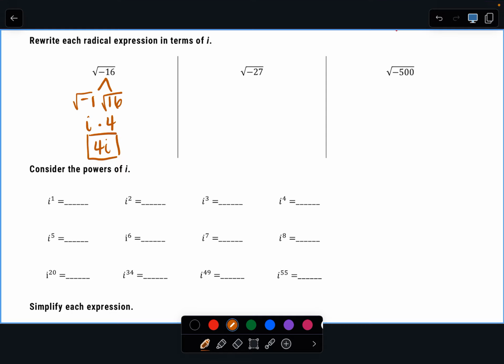Do we always have to make the i lowercase, or does it not matter? Yes, always make it lowercase. And it always goes behind the number. Behind the number.